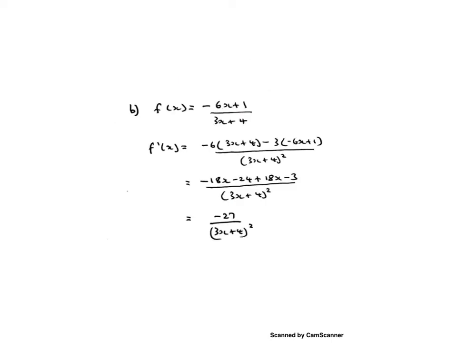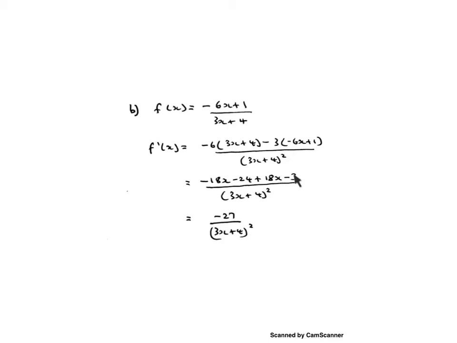Now in question 1b we have to find f dash x. So we need to differentiate this expression here. It's a quotient, so differentiate the top one first, so that's minus 6, and leave the bottom one alone. And then there's a minus sign. Then differentiate the bottom one second, that's 3. 3x plus 4 differentiates to 3. Leave the top one alone, all over the bottom one squared.